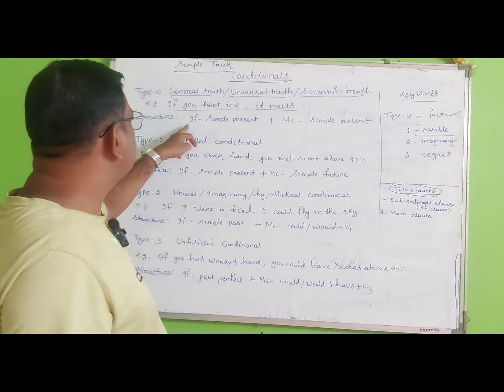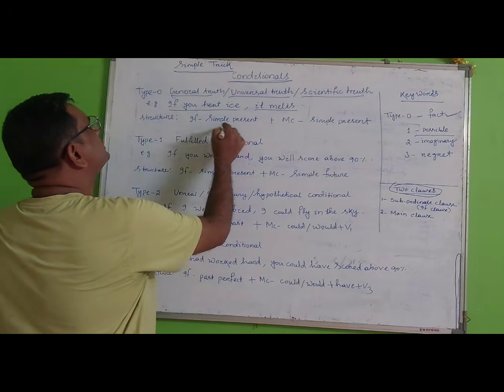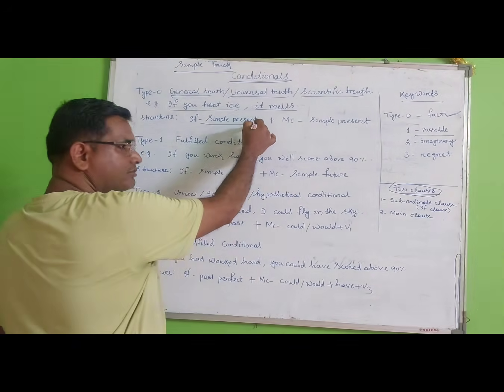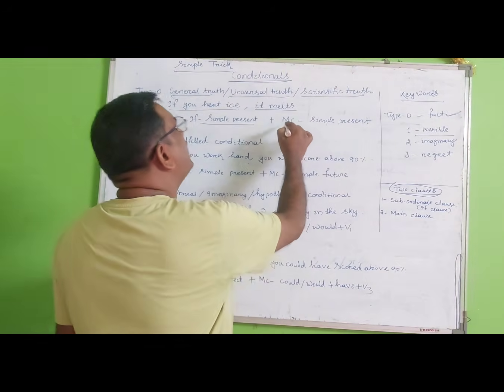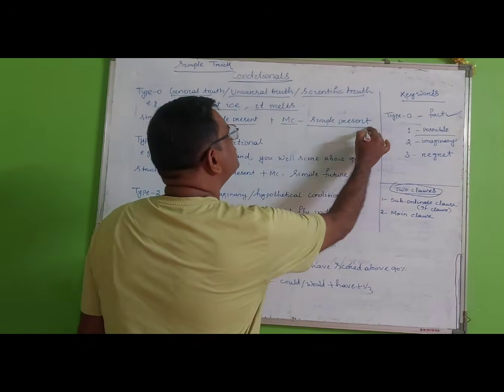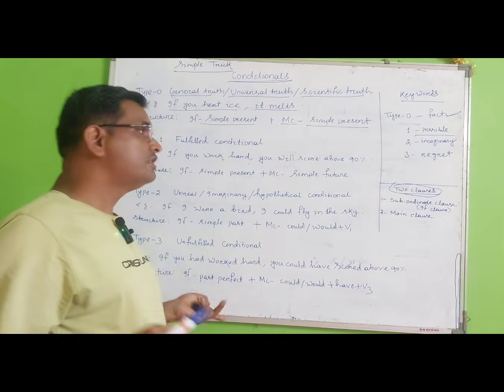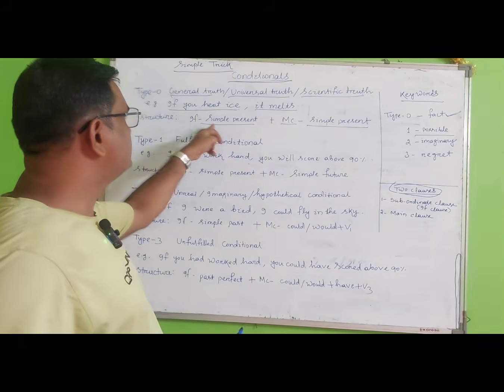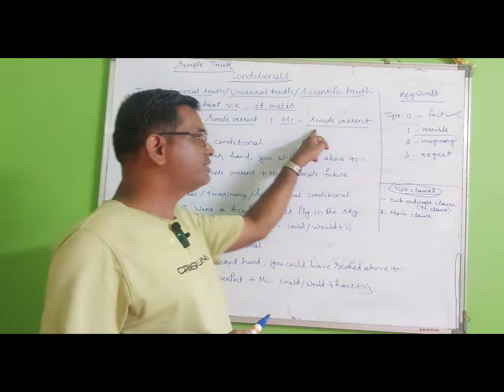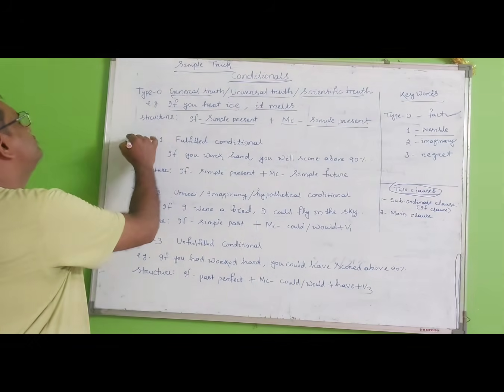So its structure is simple present tense. The subordinate clause or the if clause takes a simple present tense and the main clause takes simple present tense. That means both the clauses have simple present tense. So we should remember simple present plus simple present. Then come to type 1.